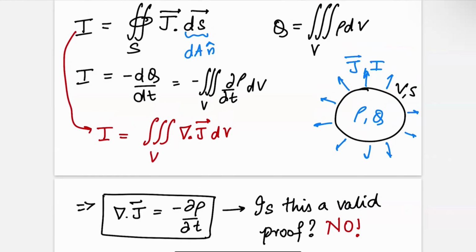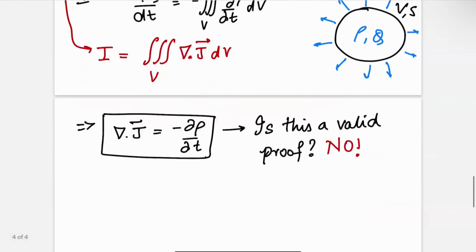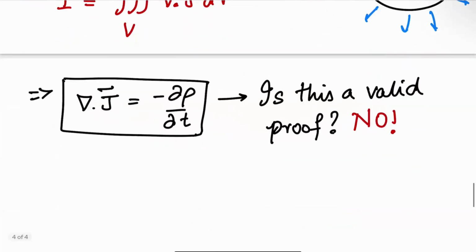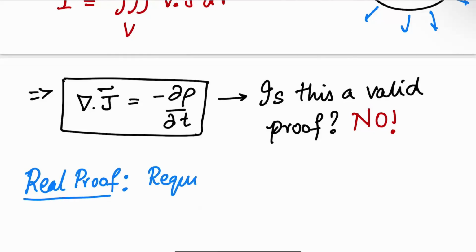I'm not going to tell you the answer here. You can think about it and put it in the comments below, and I'll let you know if it's correct. But this is actually not a valid proof. In order to prove conservation of charge, you do need something called gauge invariance. So a real proof, or rigorous proof, let me say, requires gauge invariance.